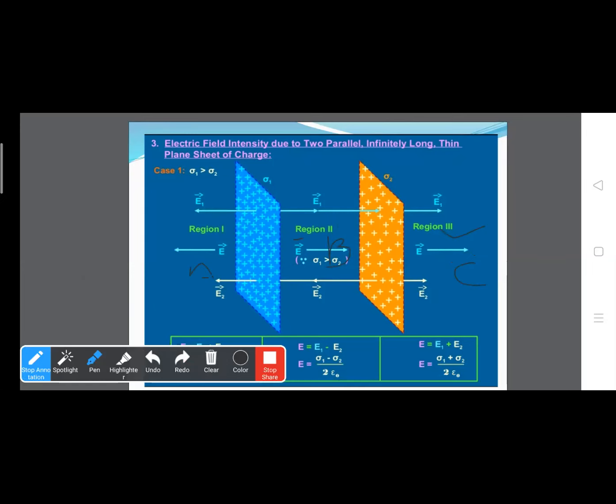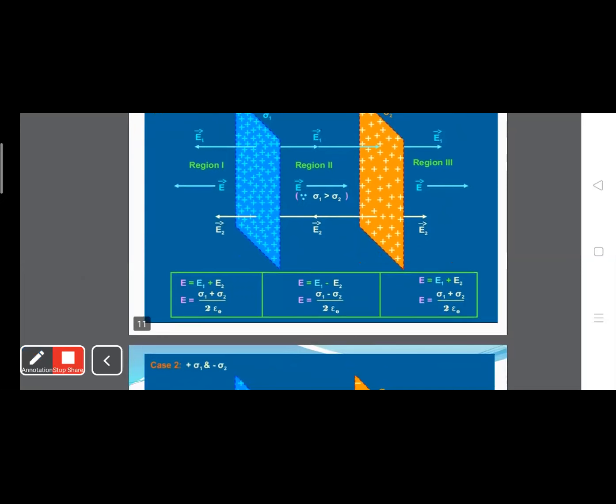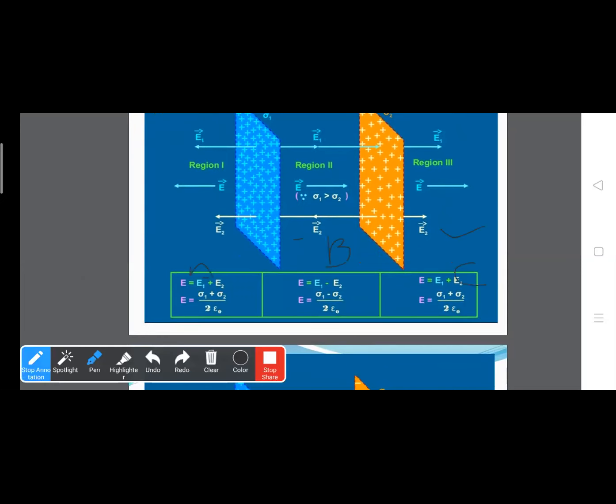Okay. So for point A, let's draw the electric field direction due to both plates. Clear? So at point A, electric field due to plate 1, E1, is in this direction, and due to plate 2, this is also in this direction. So the net electric field at point A will be the sum of the electric fields due to the two plates, which can be written as E equals E1 plus E2.